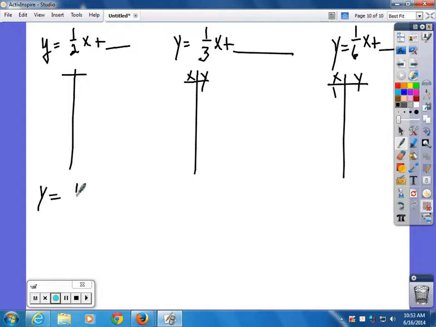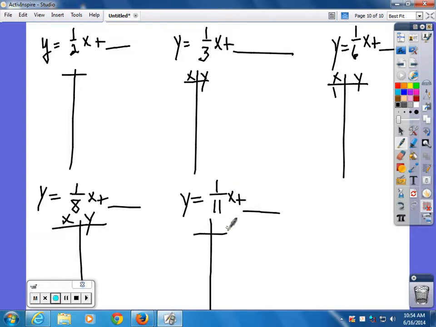Y is equal to 1/8 x plus blank. Y is equal to 1/11 x plus blank. Y is equal to 1/13 x plus blank. All of these problems, I just picked 6 out. Of course, you've got 12, 15 that you could go, because everybody knows your multiplication tables, up to at least 15 you should. If you don't, then you didn't get your money's worth.